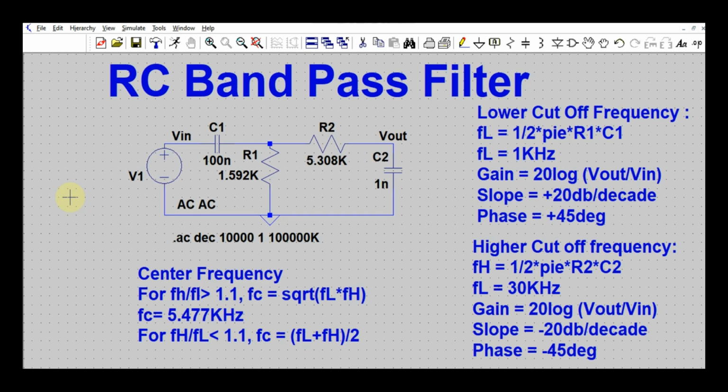In the last two videos, we understood the design and simulation of the RC low pass filter and the RC high pass filter. So in this video, we are going to understand the band pass filter. Let us first learn the basics of the band pass filter.